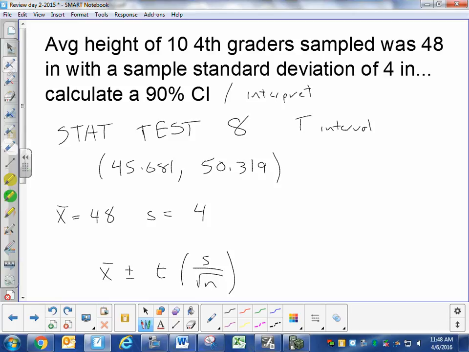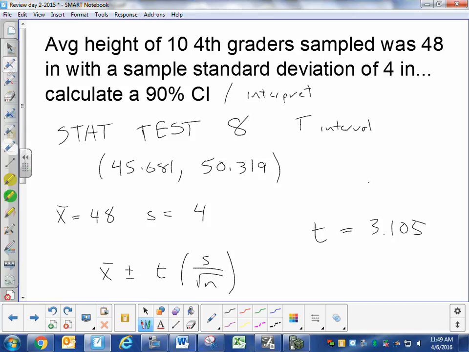Everybody find the t-value that you would use for this type of confidence interval. What would be the 90% confidence interval t-value for a sample size of 10? What did you get, Mr. Holtz? Negative 3.105. Seems a little large. I got negative 1.8.